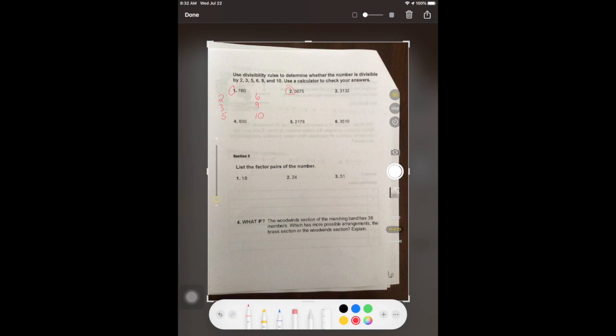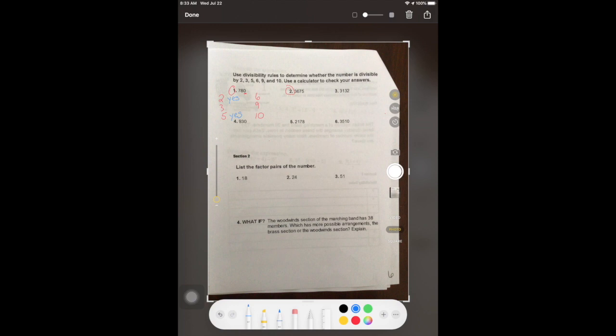And remember, I like to do 2, 5, and 10 all at the same time because they have to do with looking at the last digit. If I look at this last digit, I have a 0. Does that make it an even number? Yes, it does. I know 2 divides into all even numbers, so 2 will divide into 780. The 5 rule is that it has to end in 0 or 5. It ends in a 0, so 780 is divisible by 5.